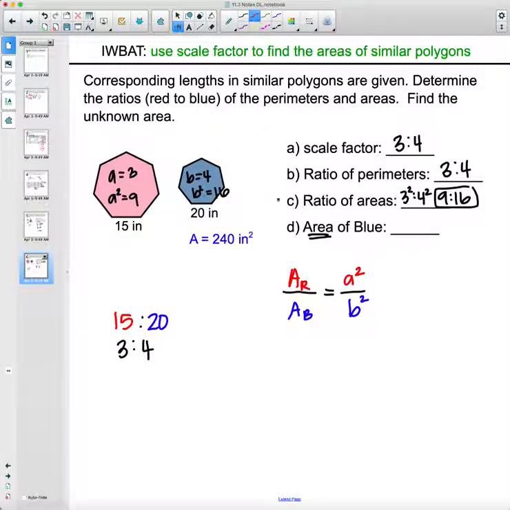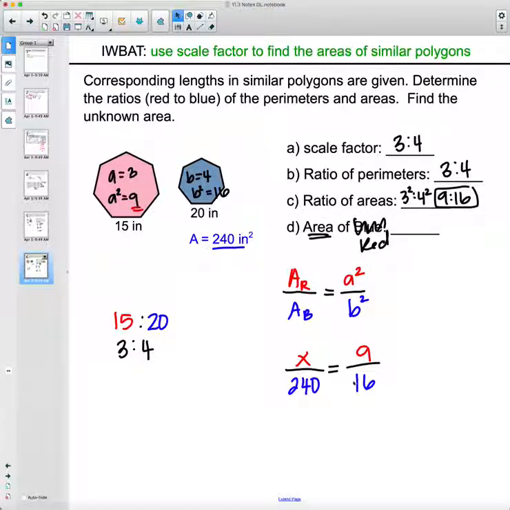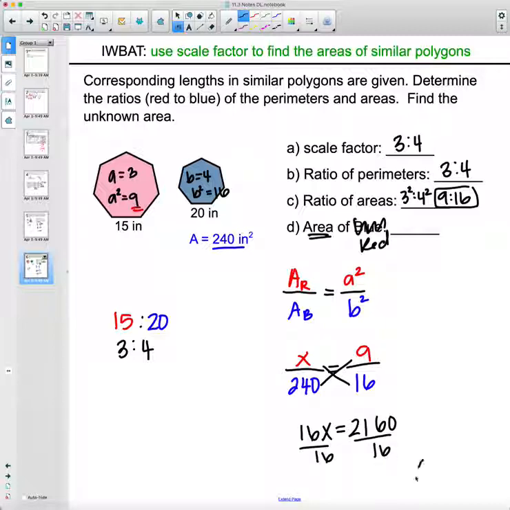Okay, so area of the red, we don't know this time. Okay, so this should actually say red right here. So area of the red, we don't know. So I'm going to call that X. And then area of the blue we have is 240. And then this should be A squared to B squared. So using these A squared and B squared numbers. So 9 to 16. Then you can cross multiply here. So you'll have the 16 times X, and then 240 times 9 is 2,160. Then you can divide by 16 to both sides and get that X equals 135. And then the units are inches, so inches squared.